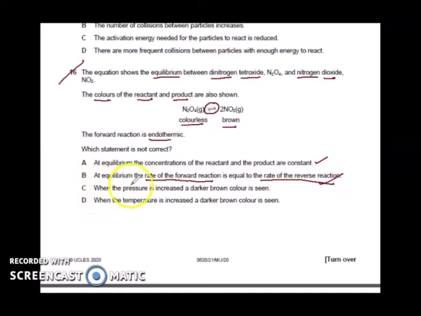Now we go to C. When the pressure is increased, a darker brown color is seen. When the temperature increases, a darker brown color is seen. This reaction is endothermic, which means it is absorbing heat. So D is also correct, because when the temperature increases, you will have more products. So the statement that is not correct, your best answer here, will be C.